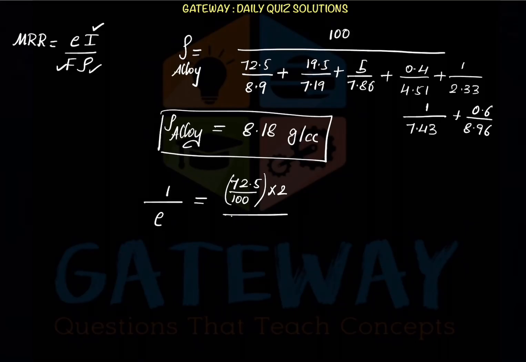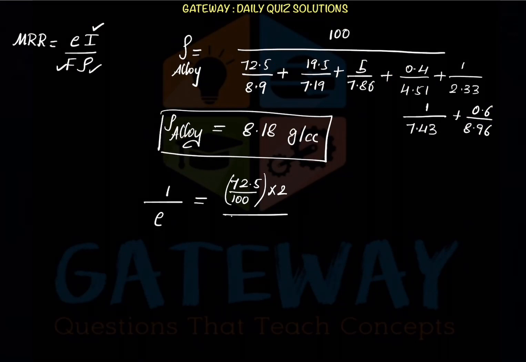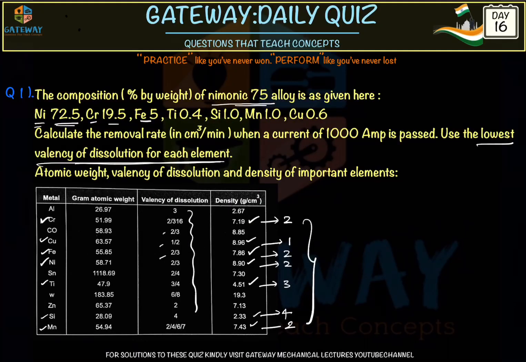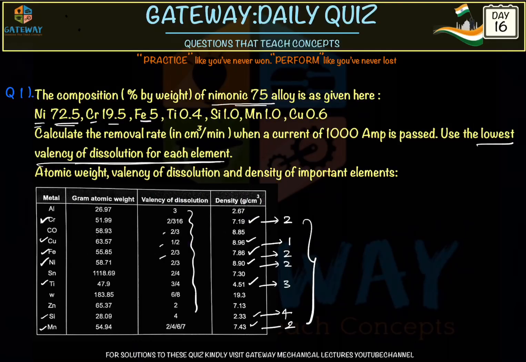Now we need to consider their respective atomic weights. They were given in the first column, right? You can consider them, and I am directly writing the values here. Upon 58.71, plus 0.195, nothing but 19.5% of chromium, into the valence of chromium, least valence of chromium is 2, upon its atomic weight 51.99. Similarly 0.05 into 2 upon 55.85, that is for ferrous, right?